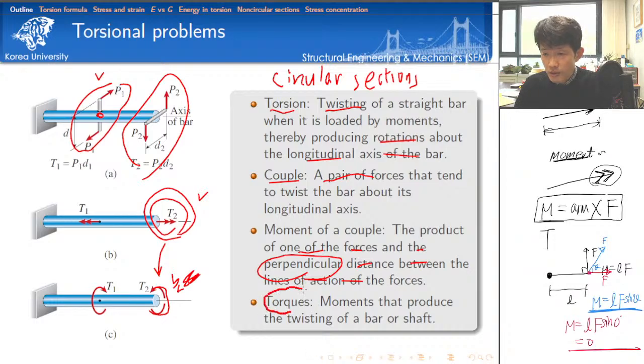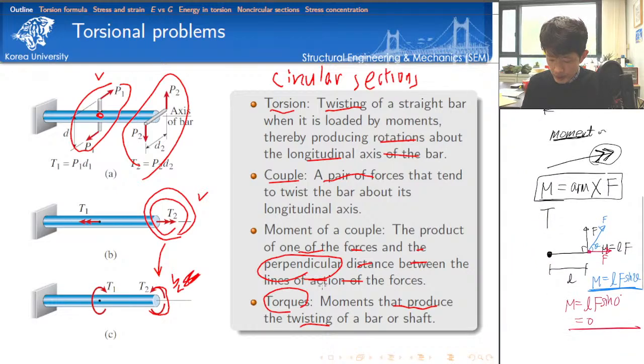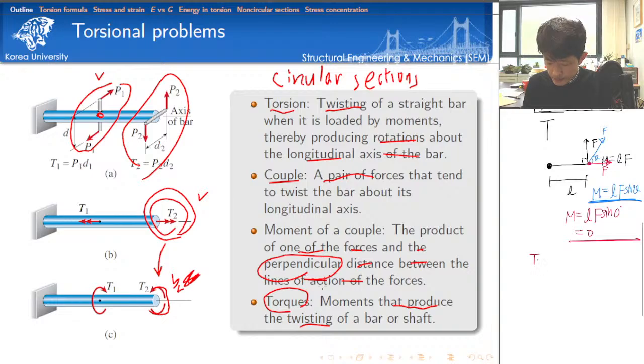And then torque is just torsional moment. Moment produces the twisting of a bar or shaft. That is called torsional moment. Torsional moment and torque are the same. Do you have any questions?